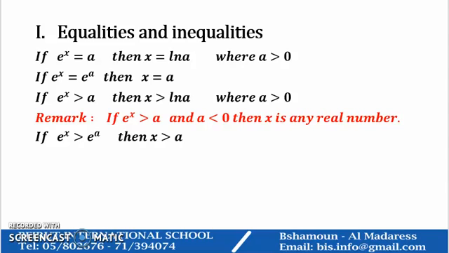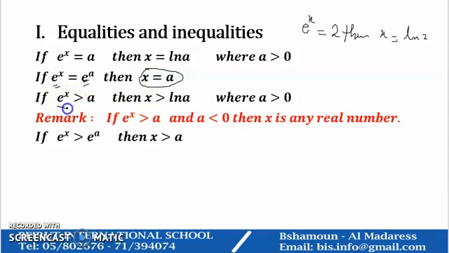As an example, if we have e^x = 2, what can I deduce in this case? Then x = ln 2. That's it, simply. But if e^x = e^a, here the base is e and here the base is also e, so directly I can deduce that x = a without any condition.